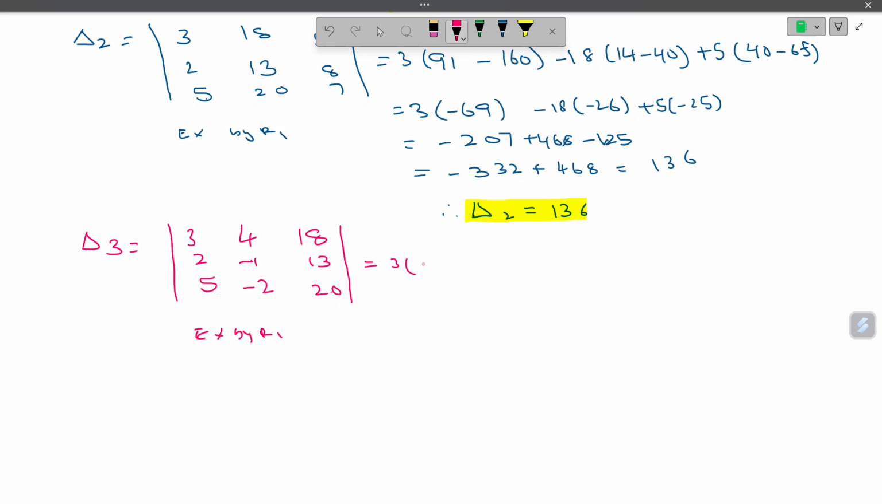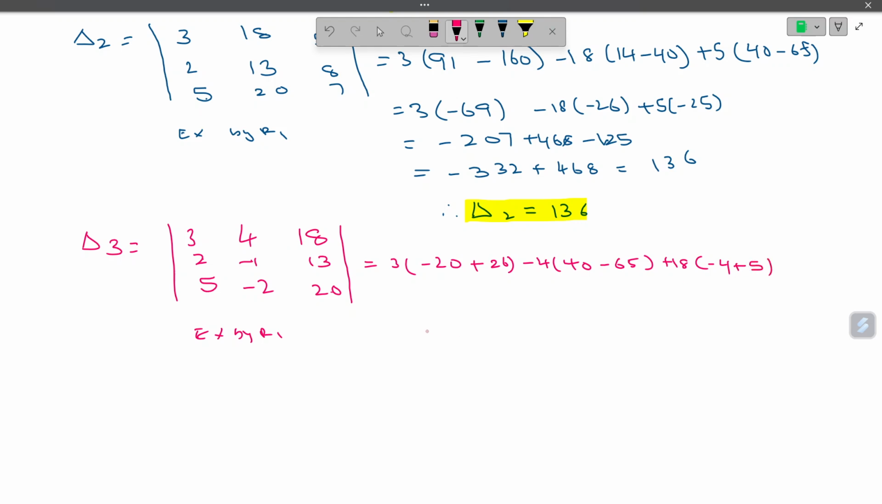So minus times 20 is minus 20, minus 13 times 2 is 26, minus 10 minus is plus 26 minus 4. Going this row and this column. So 2 times 20 is 40, minus 13 times 5 is 65. Going on, 2 times 2 is minus 4, minus 4, 1 times 5 is minus 5.